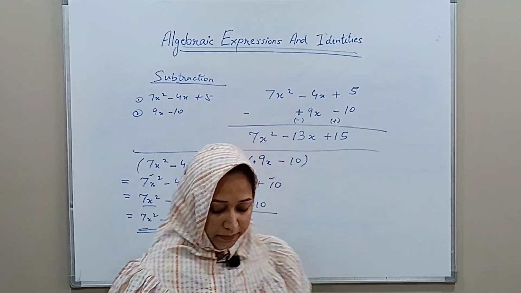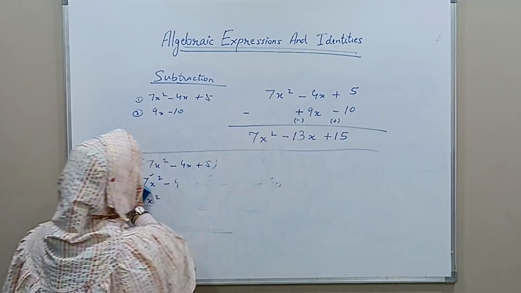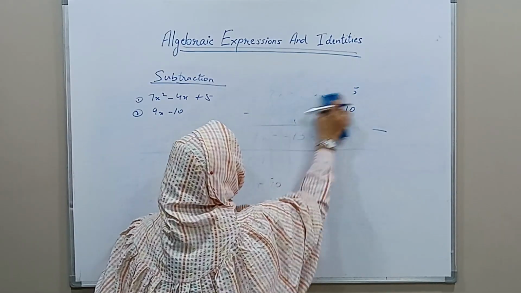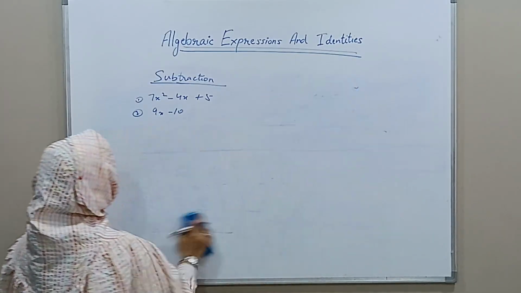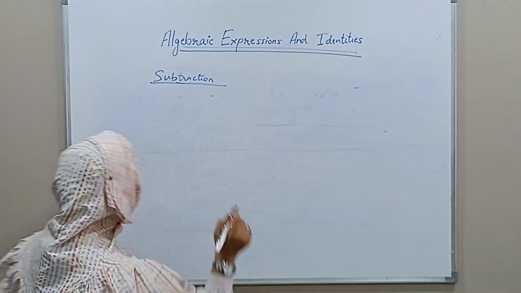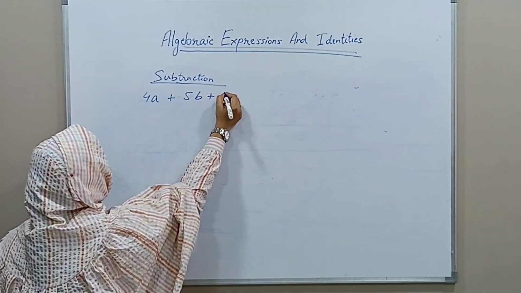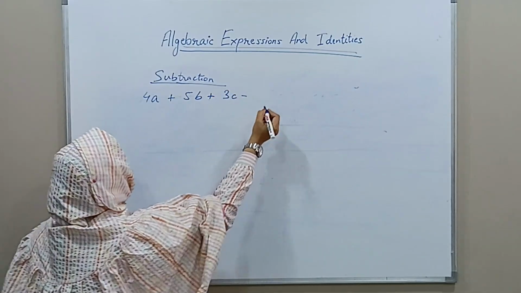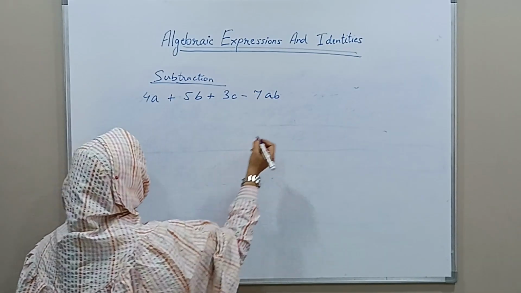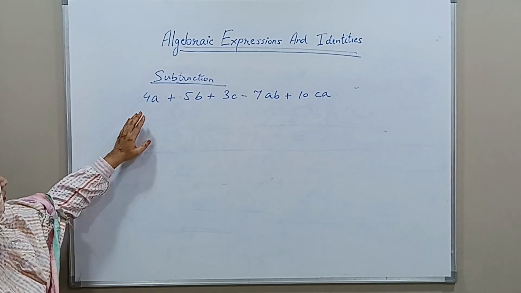Let us take one more example and understand. Let us consider 4 expressions and understand how we can subtract them. Okay, now we will use only one method. We will not go for the columnar method. Now suppose we have an expression. I will take by myself 4a plus 5b plus 3c minus 7ab plus 10ca. Okay, this is the polynomial.